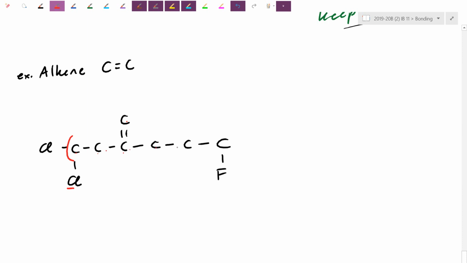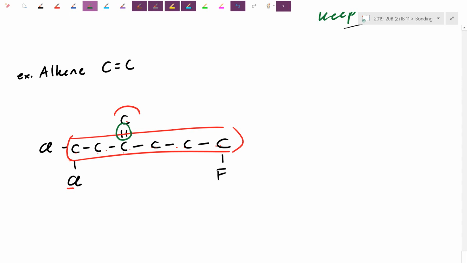1, 2, 3, 4, 5, 6. If I count from this side, 1, 2, 3, 4, 5. You can start from any end of carbon to the other end of carbon. You want to find the longest chain of carbon. Based on the alkane stuff that I told you so far, you would have said these 6 carbons here are my longest chain. The only problem is it doesn't actually go through that double bond. That double bond takes priority. That double bond is really special to this molecule.